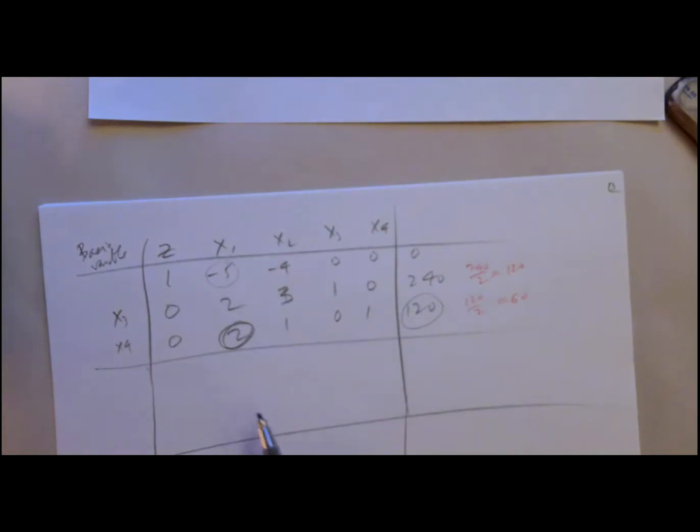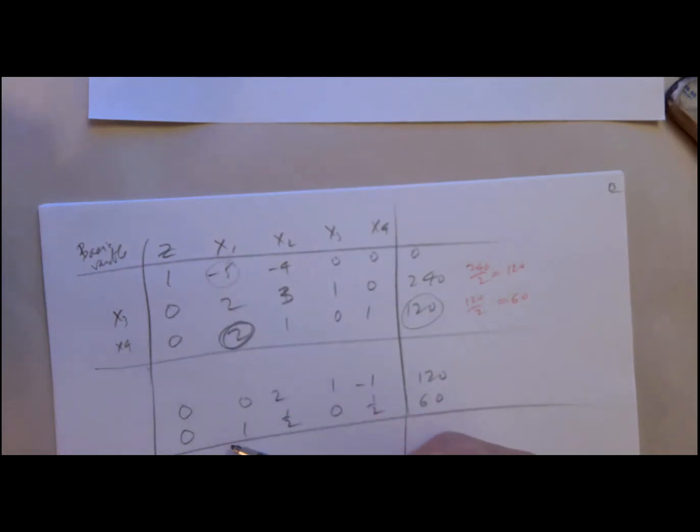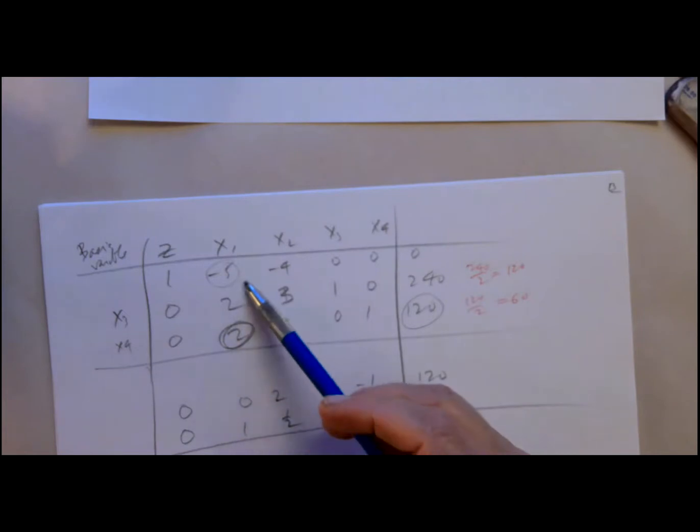So I want to make this a 1. So I can multiply this whole row by a half. I get 0, 1, a half, 0, a half, 60. I want to get a 0 here. I could just take this line minus this line. 0, 0, 2, 1, minus 1, 120. And I want a 0 here. So I add 5 times this row to this row.